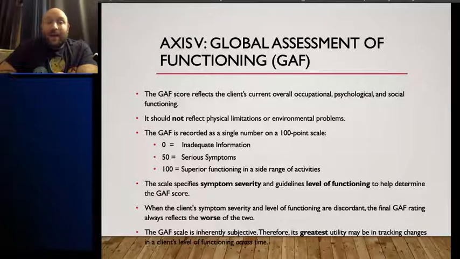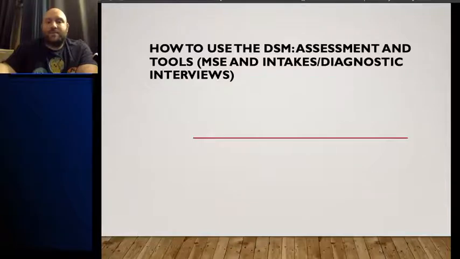But again, in case it's ever asked, what is GAF or what is Axis 5, it's the global assessment of functioning, which was a number that clinicians would give their clients to represent how functioning the client is. So now I'm going to segue into how we use the DSM and how we start collecting information on our clients.